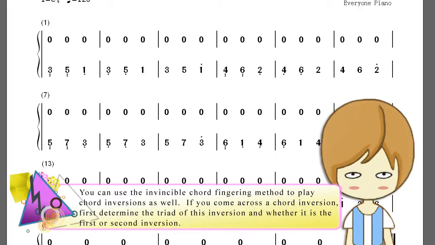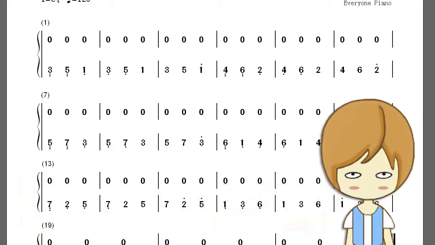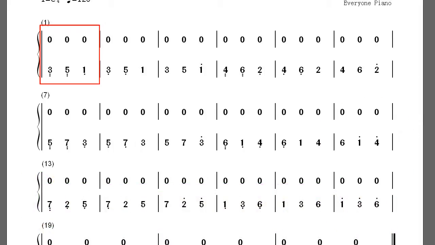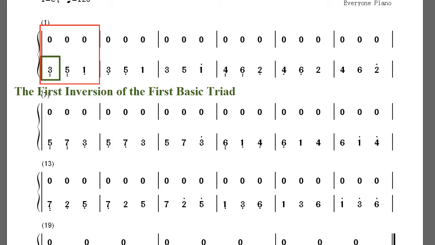You can use the invincible chord fingering method to play the chord inversions as well. If you come across a chord inversion, first determine the triad of this inversion and whether it is a first or second inversion. In the first section, there is a chord that contains mi, sol, do, so it's the first basic triad. The bottom note is mi, so it's the first inversion of the first basic triad.